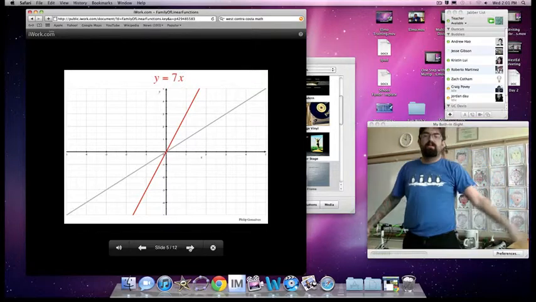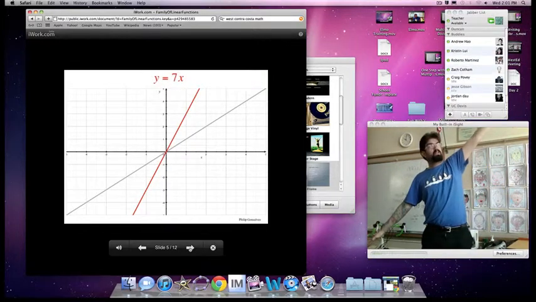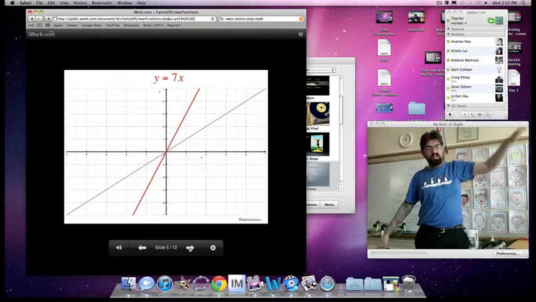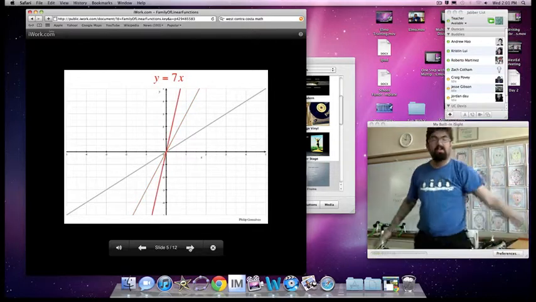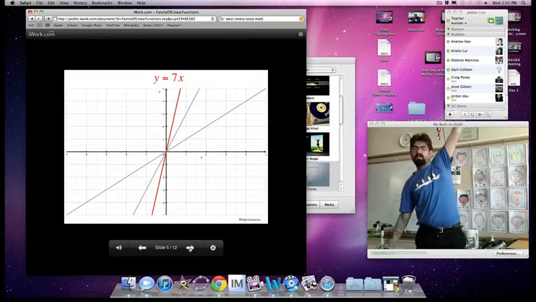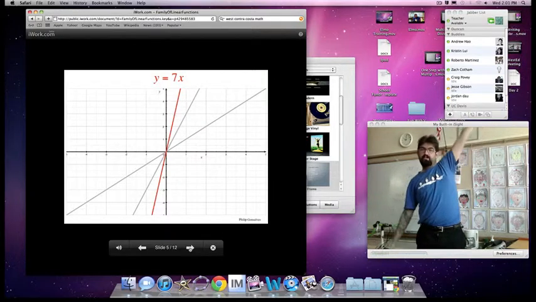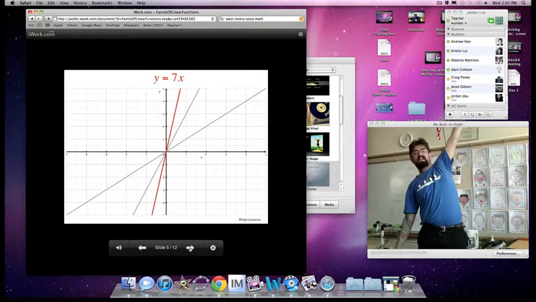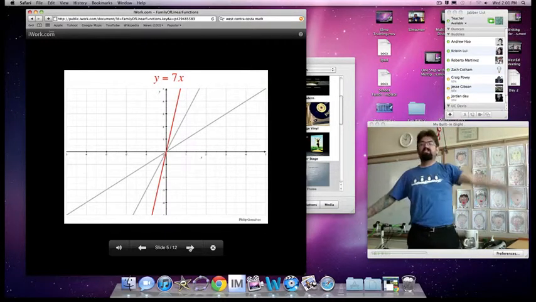Cool. What if I put 7? Well, if it tilts a little bit by 3, what's it going to do with 7? It's going to tilt a little bit more by 7. So we're times-ing it by 7. So this is mother, this is x, 3x, and this is 7x. So it's getting steeper.